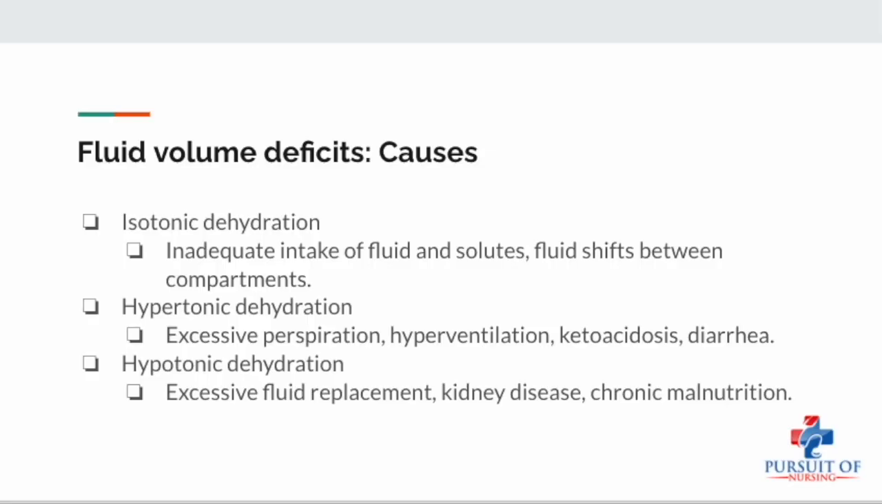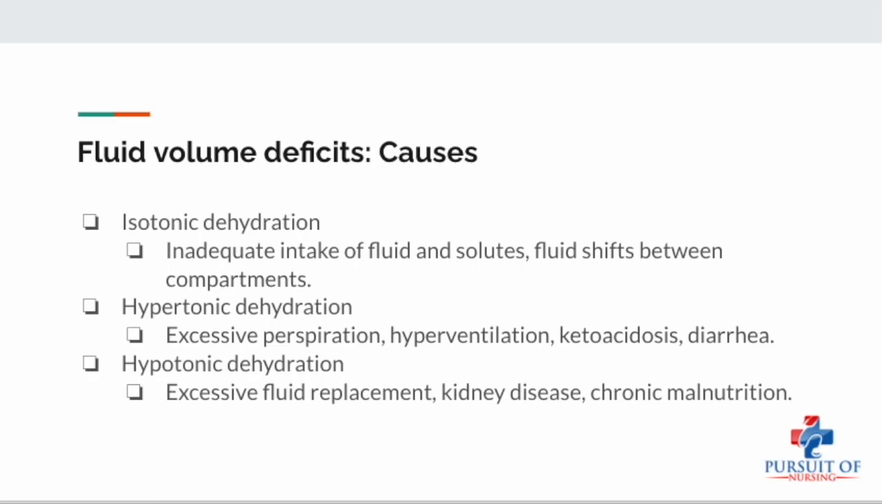All right, so whenever there is a fluid volume deficit, there are one of three potential causes. Those are isotonic dehydration, hypertonic dehydration, and hypotonic dehydration. Isotonic dehydration is when water and electrolytes are lost in equal proportions. So they're lost equally. There's no excess of one over the other. This is seen whenever there's just an inadequate intake of fluids.